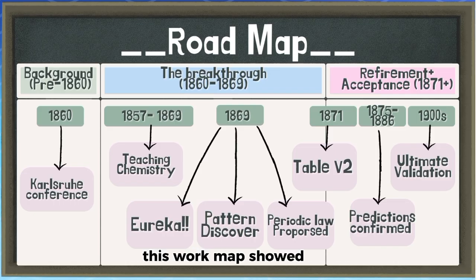This word map showed that Mendeleev's discovery was not a single event but a process. First, it was built on standardized data. Second, it was driven by a practical need. Third, it required creative insight. Fourth, its validity was proven by bold predictions that came true. And fifth, it was later explained by modern atomic theory, securing its place as a fundamental law of nature.